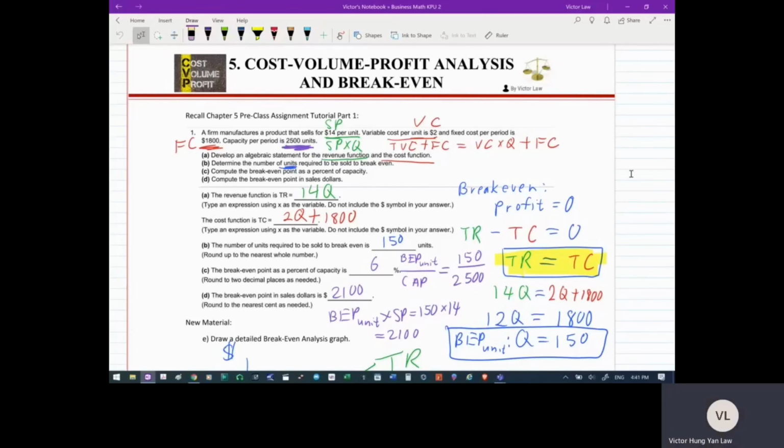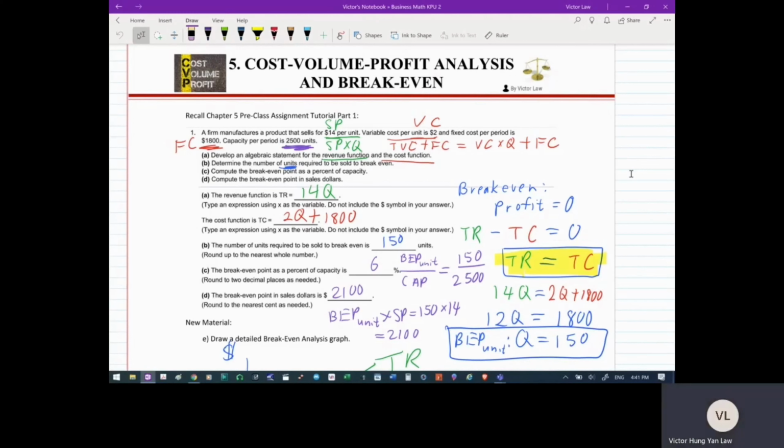So in this example here, you'll see that the question is the same question that you have watched in the pre-class assignment tutorial video for chapter 5. So I won't go through part A through D here. You can watch the pre-class assignment tutorial video on chapter 5.